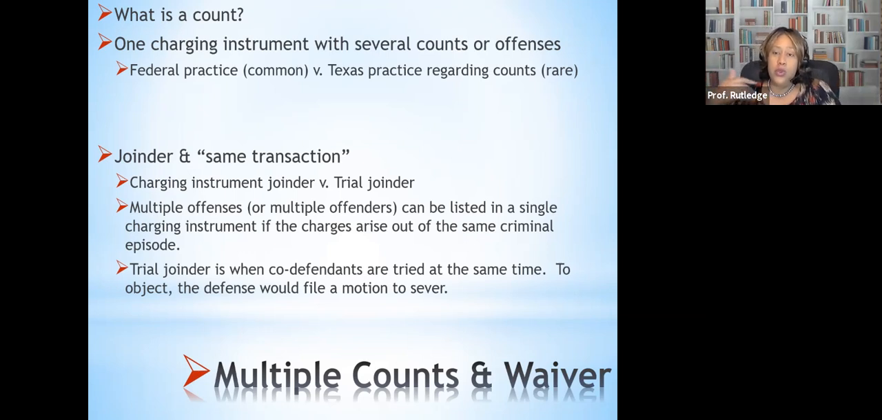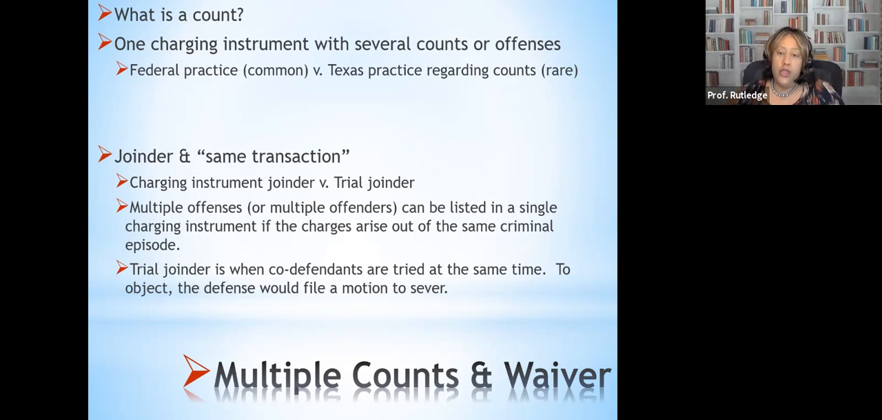So sometimes we use the word counts. And that's also related to that whole unit of prosecution. One charging instrument can have several counts. We don't do that a lot in Texas. It can happen though. The federal system does it all the time. They'll have one indictment with lots of different counts. In Texas, we tend to generally do separate charging instruments, but we can do it all in one.